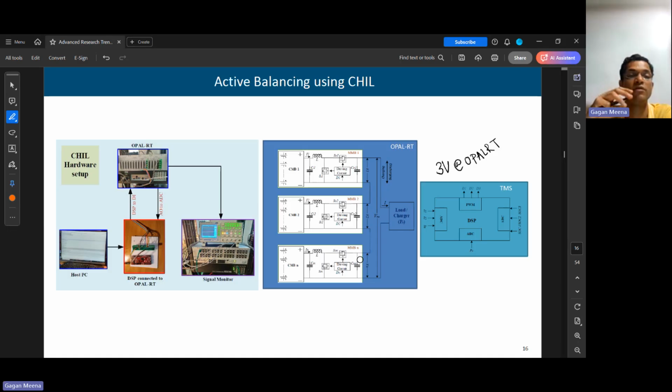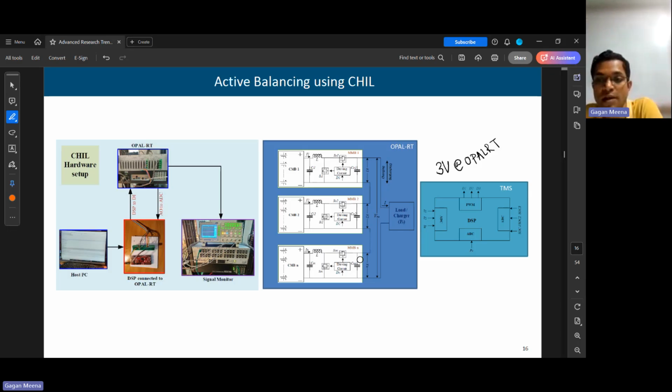So we have a host PC here and then a DSP connected to OpenRT. The DSP goes to the digital input card, and then the analog output card to the ADC. It also goes to the signal monitor to see how things are working.